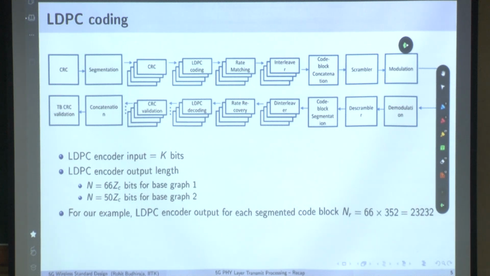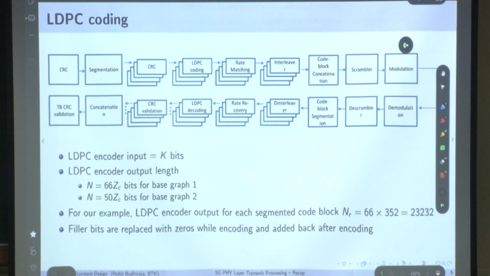K is how much? We just calculated it on the last slide. And then what happens here is that filler bits are replaced with zeros, because the LDPC encoder is a binary encoder. It can handle only either zeros or ones. They are null bits, so you need to insert zeros while encoding, and null bits are added back after encoding. That's crucial, because they are dummy bits which need to be removed before this data is transmitted.